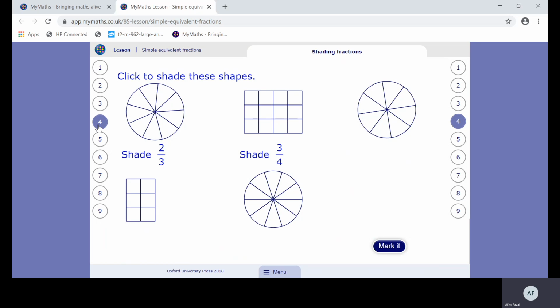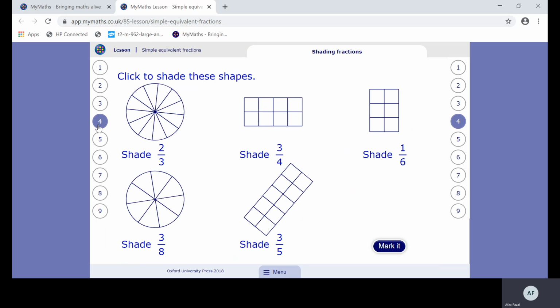Next one, click to shade these shapes. So you've got to colour it in, okay? So 2/3, how many pieces we've got? 1, 2, 3, 4, 5, 6, 7, 8, 9, 10, 11, 12. 12 divided by 3 is 4. 4 times 2 is 8. So I now need to colour in 8. If I can click them. 4, 5, 6, 7, 8.